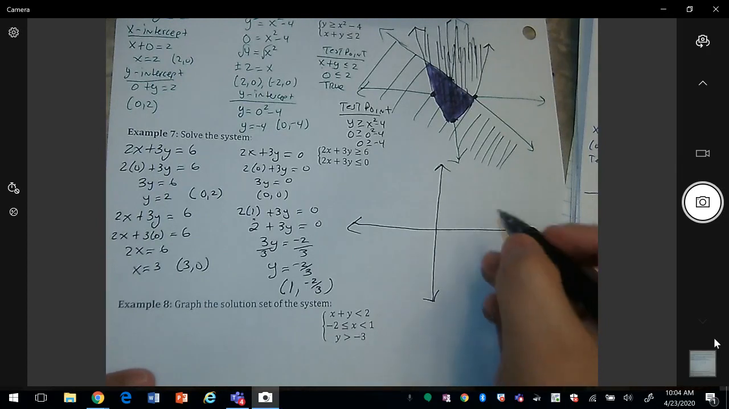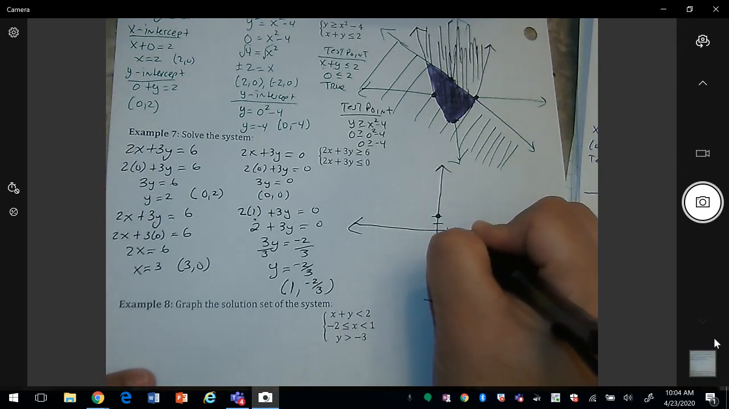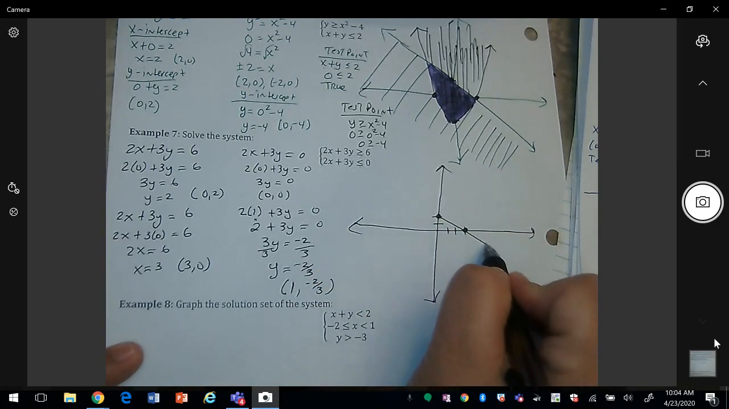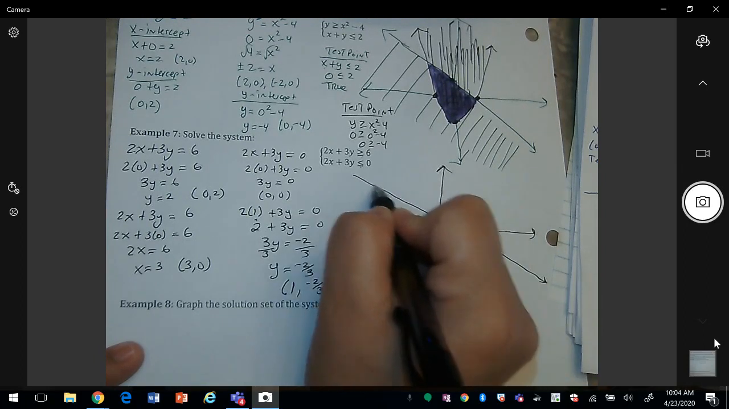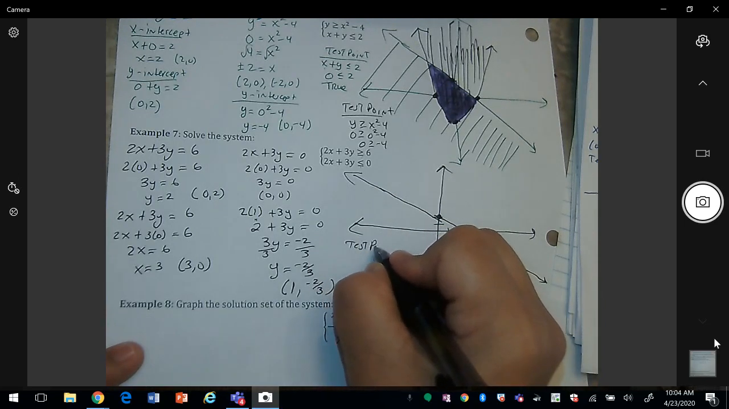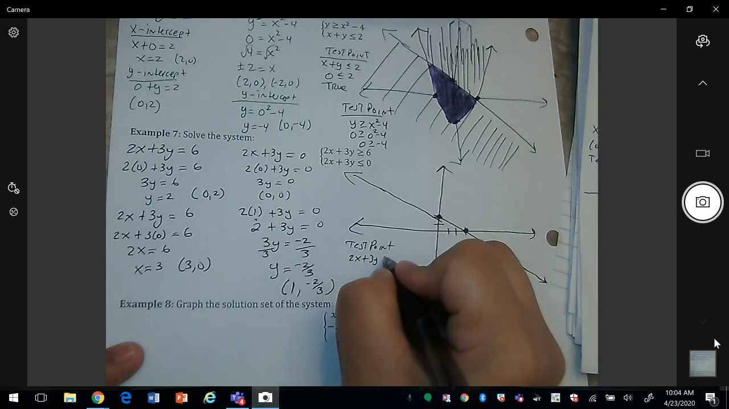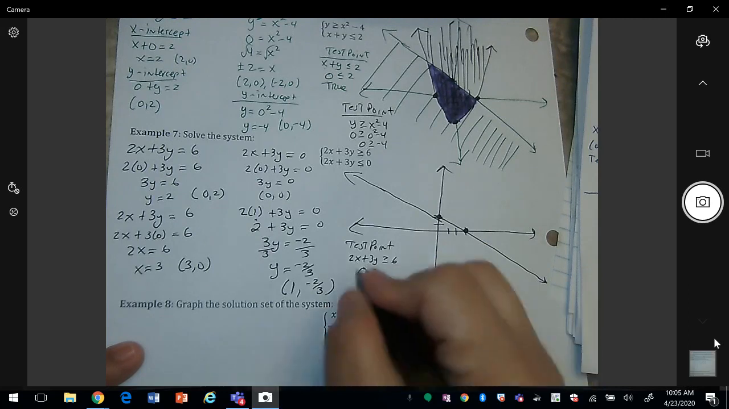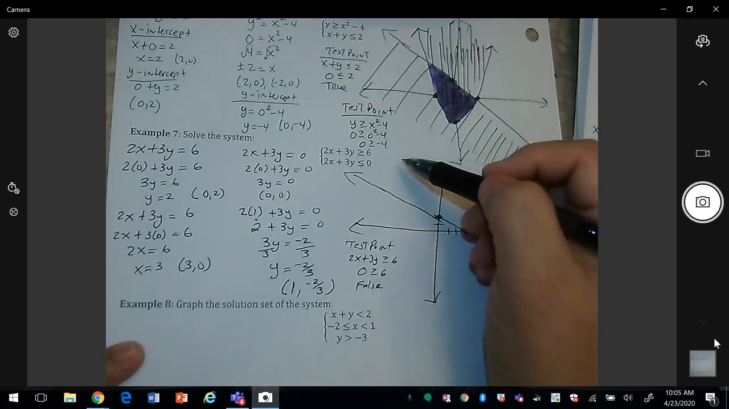So the first one, it's at 0, 2, and 3, 0. They're both solid lines. We need a test point. I can use 0, 0 as a test point. 0 is greater than 6, that's false. So that means we're going to shade on top.